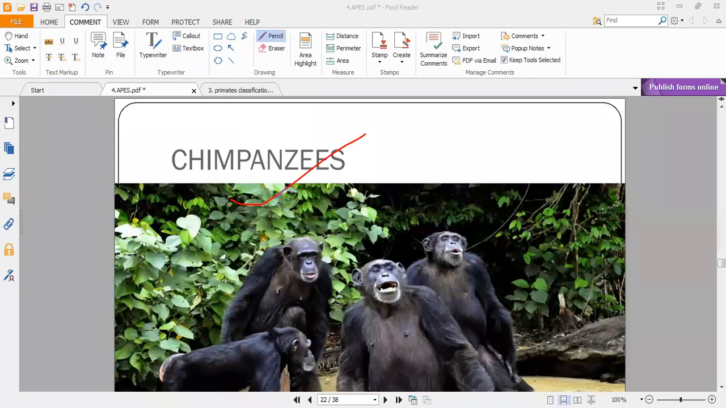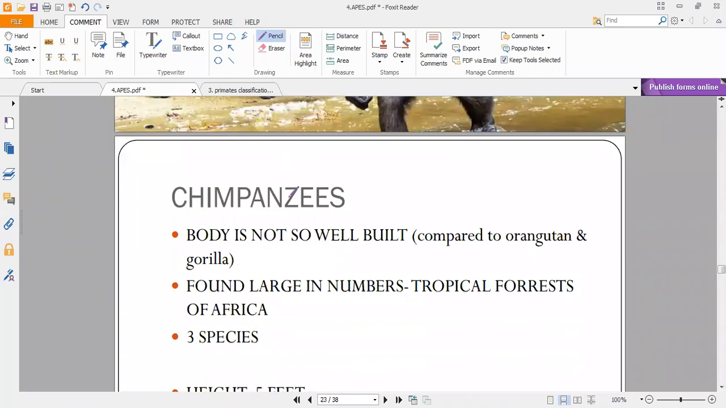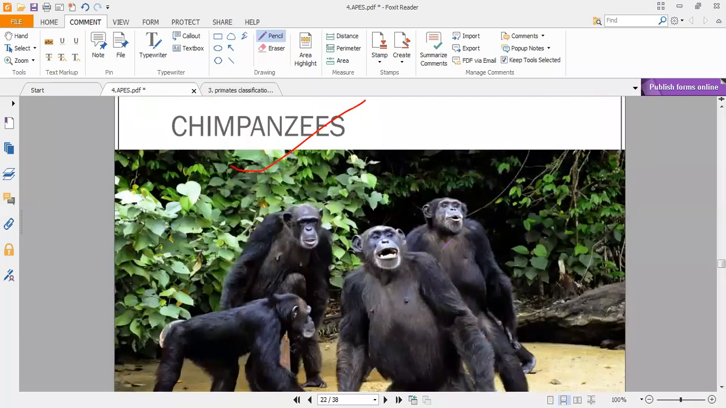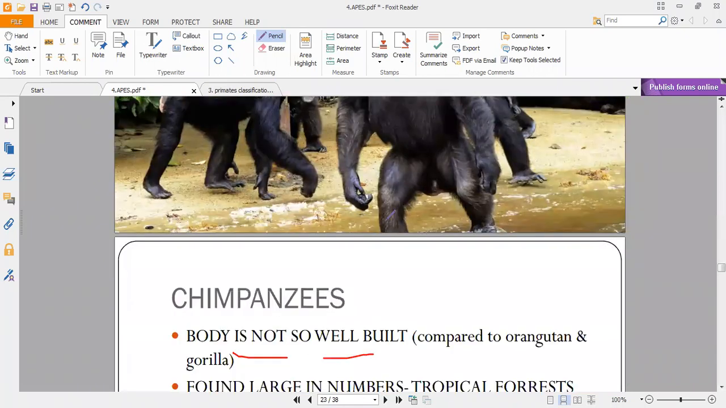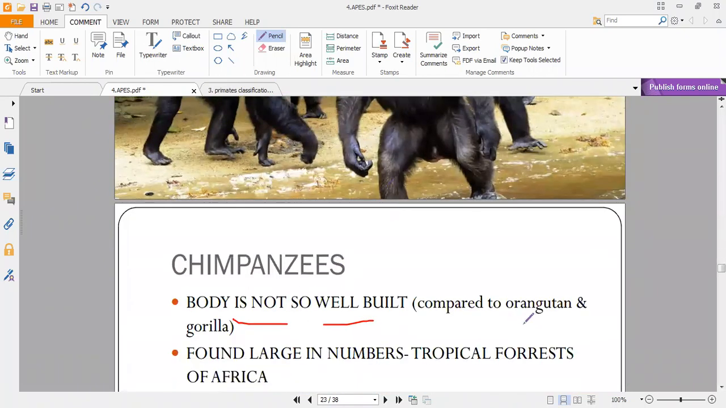So chimpanzee next. If you talk about chimpanzee, they are a little bit different. If you try to see, their body is not so well built. Not so well built means they are not very huge like orangutan and gorilla. Chimpanzees can stand, and they are very tall if you compare them with the other orangutan or gibbon. But they are not very strong like gorilla. In gorilla, you can see they are very huge compared to them. They are not so well built. Well built means muscular, the muscular part.